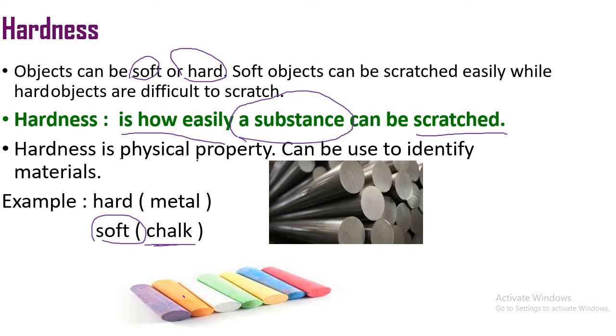So hardness is a physical property that can be used to identify materials or to observe or measure a material. For example, here metal is very hard and cannot be scratched easily.